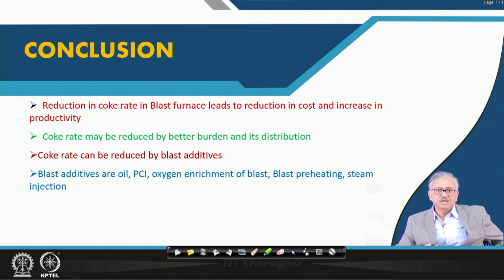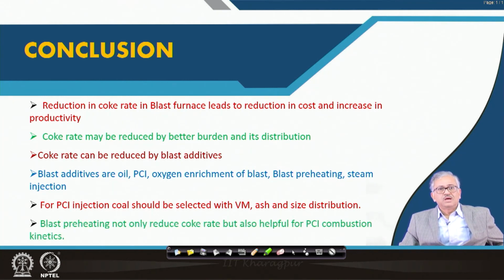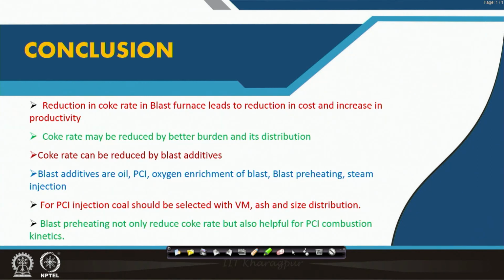Oxygen enrichment is basically used to supplement this process, so all these blast additives are used along with oxygen enrichment. For PCI injection, coal should be selected with proper volatile matter, ash and size distribution. Volatile matter should not be very high, ash should be as low as possible, and for size distribution, 80% should be less than 750 micrometer. Blast preheating not only reduces the coke rate, but is also helpful for PCI combustion kinetics. Thank you. In the next lecture, I will discuss oxygen enrichment and steam injection.